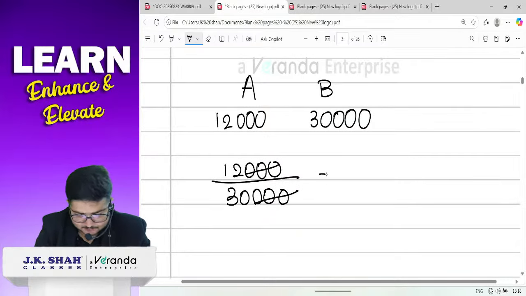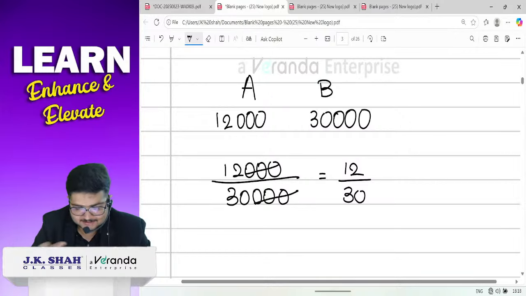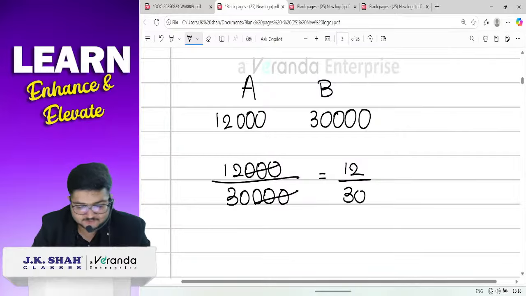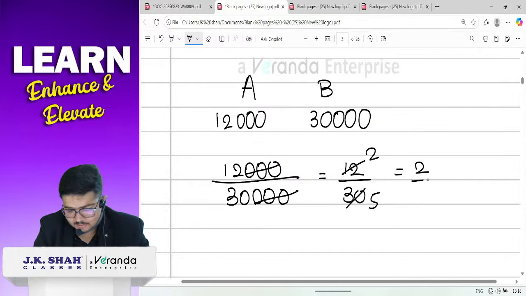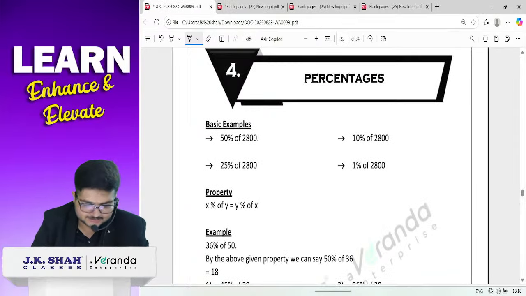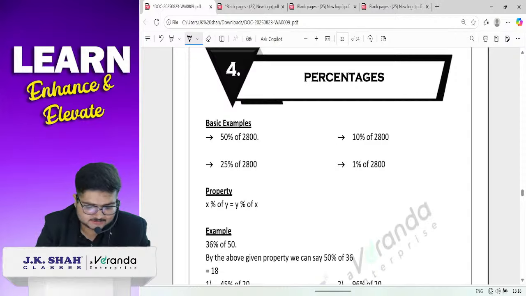Right? So now what remains is 12 upon 30. Now if you can cancel, cancel one more time. Both are in the table of 3. In fact, both are in the table of 6. So we'll divide both the numbers by 6. 6 twos are 12, 6 fives are 30. So answer is 2 upon 5. Profit sharing ratio is 2:5. Understood, Fagun?